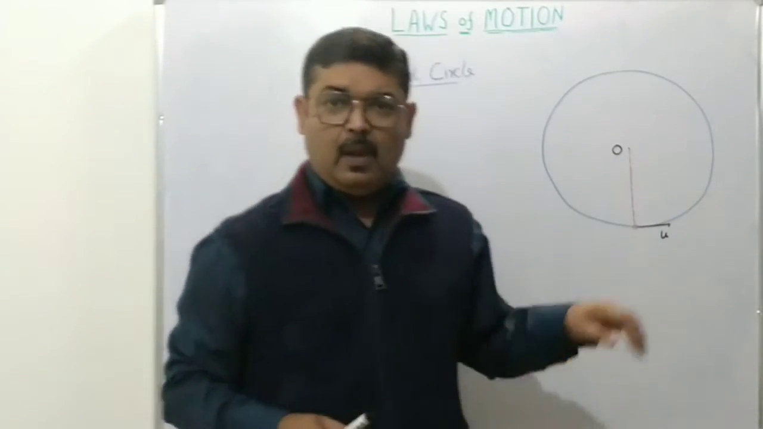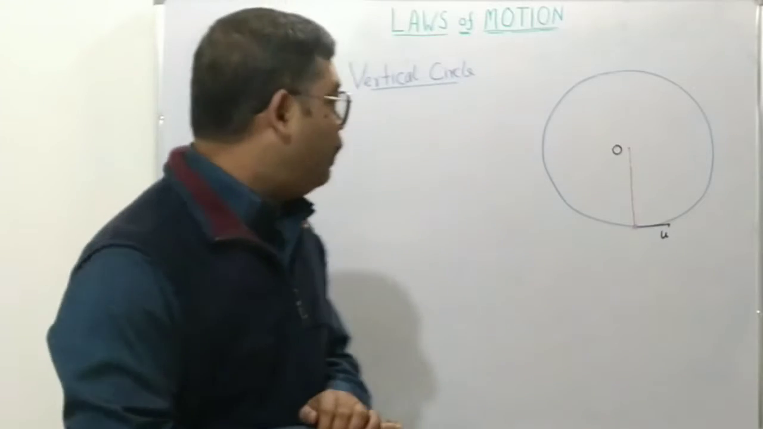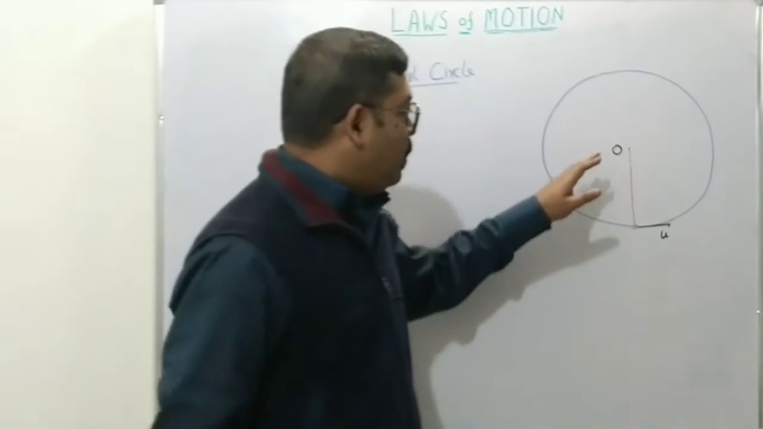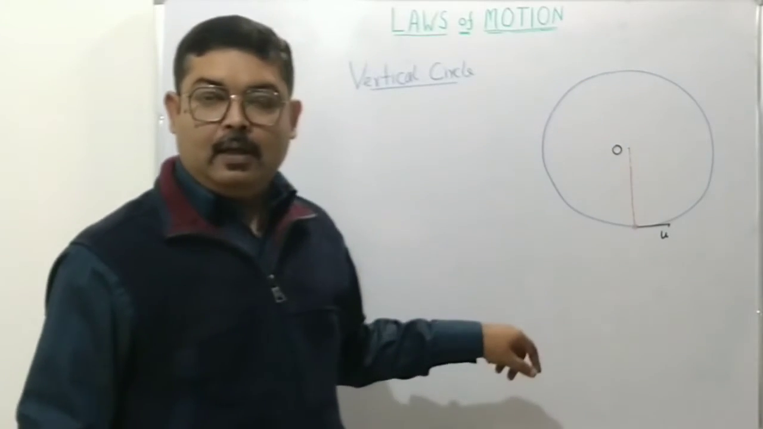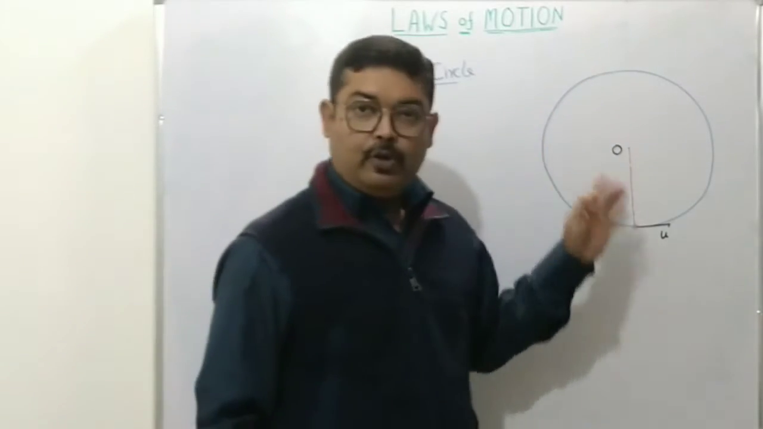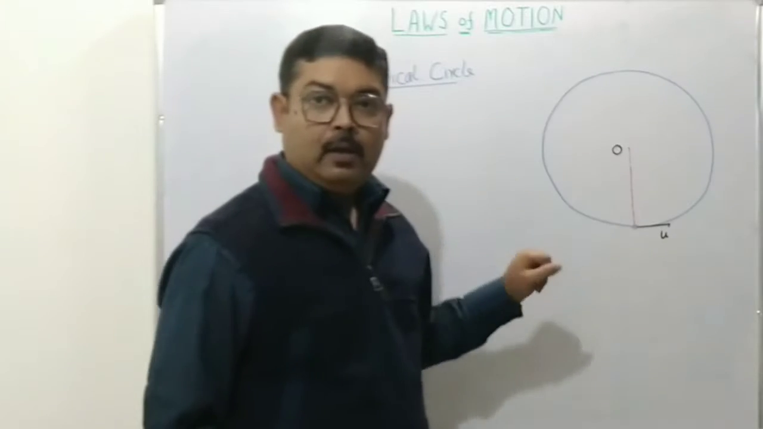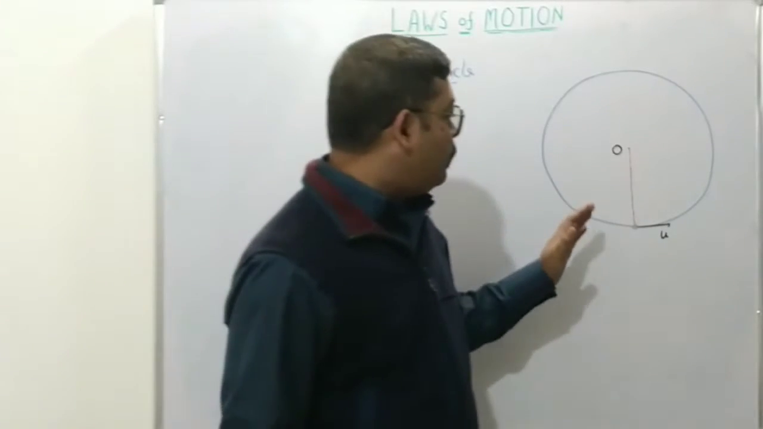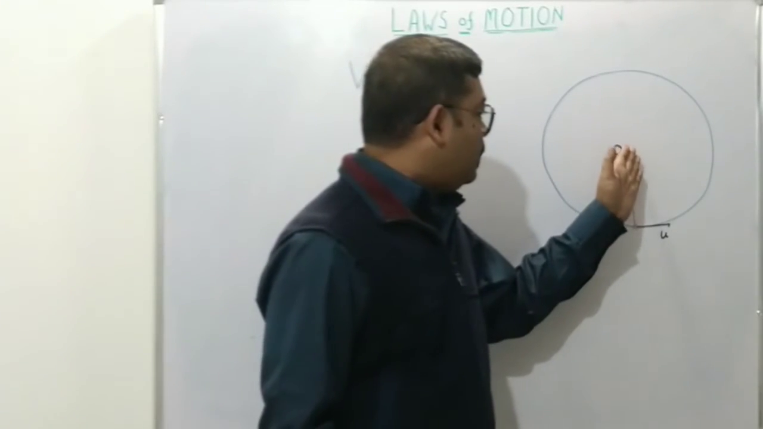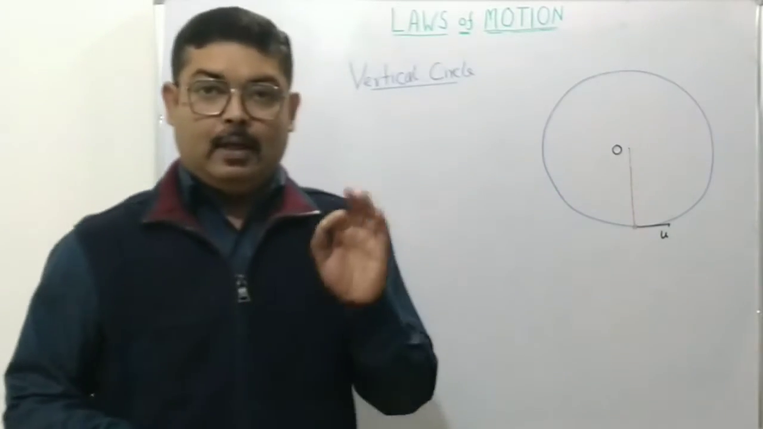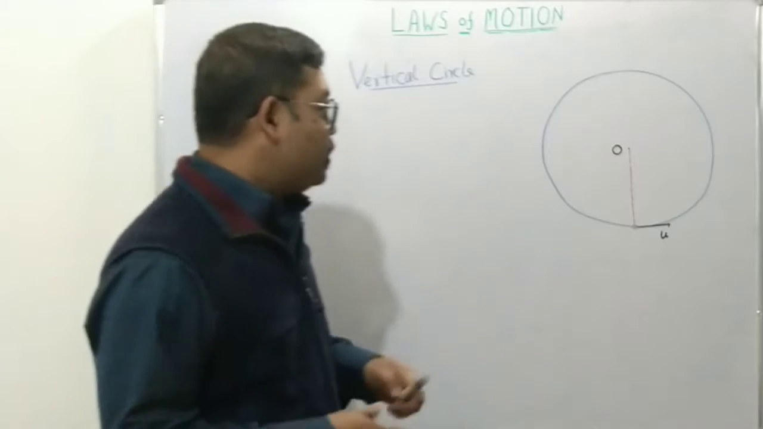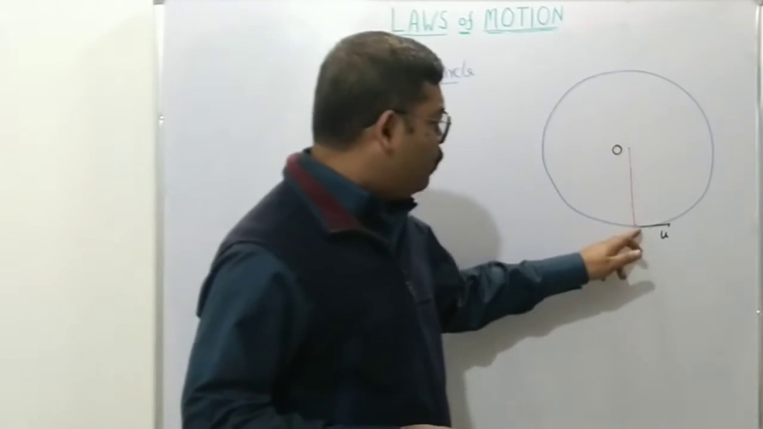Now what we want to do is find under what condition the particle is going to be able to complete the vertical circle, and under what condition it is not going to be able to complete the circle. The next thing we also want to find is what is going to be the tension in the string.